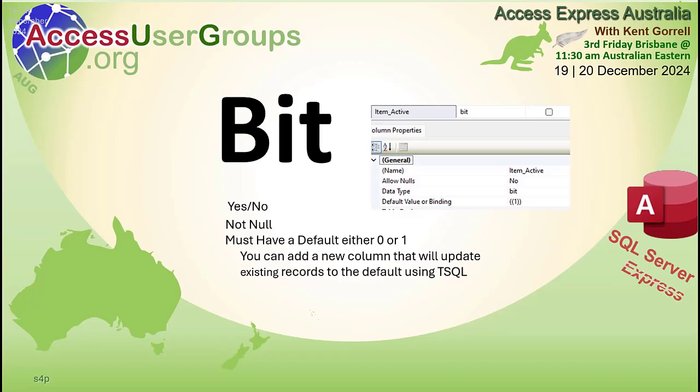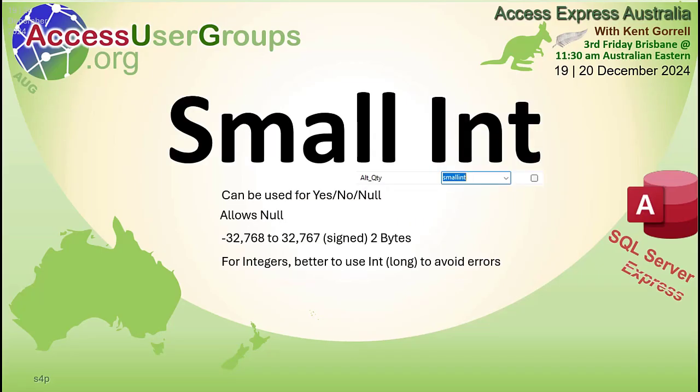So make sure you've got a default. One of the nice things about SQL Server is that it allows you to set the value of a new column in existing records when you actually add that new column. So that's quite nice. Now, if you do need to use nulls, then we might have to go to something like a small integer or a tiny integer.